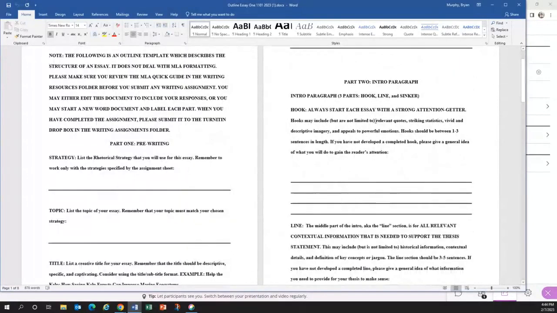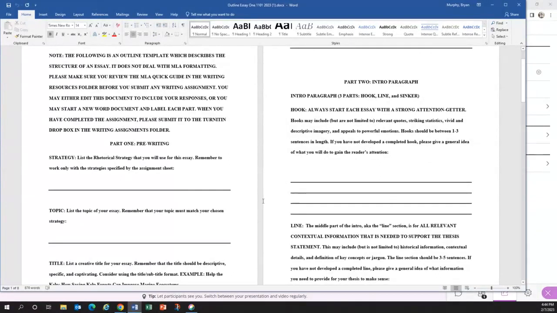Then you get to the intro paragraph, which you remember from my lecture. There are 3 parts to the intro paragraph. That's the hook, the line, and the sinker. So the hook is the strong attention getter. Always start each essay with a strong attention getter. Hooks may include, but are not limited to, relevant quotes, striking statistics, vivid and descriptive imagery, and appeals to powerful emotions. Hooks should be between 1 and 3 sentences in length. If you have not developed a completed hook, please give a general idea of what you will do to gain the reader's attention. So there's a couple of lines for your hook.